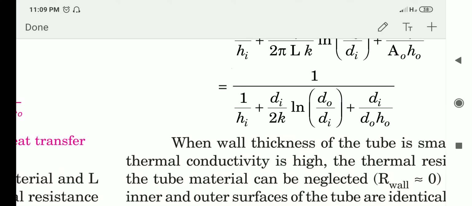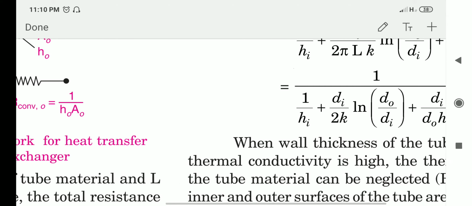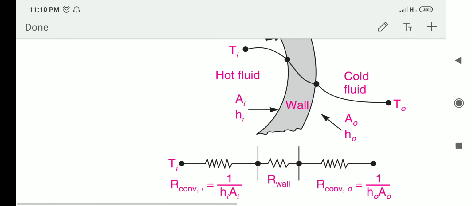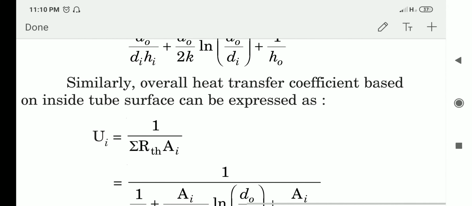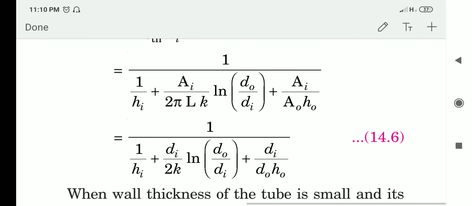Now if we make an assumption that the walls are extremely thin, such that the resistance through them is negligibly small, or the thermal conductivity is high enough so that the resistance is low.